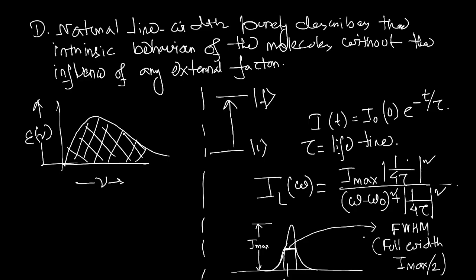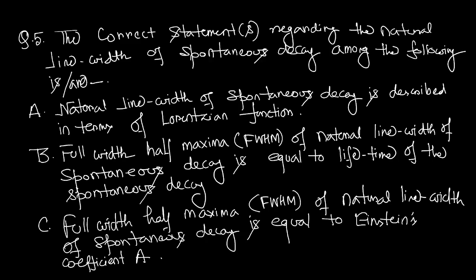So for the Lorentzian distribution, the full width at half maxima, which is denoted by this, is nothing but 2 pi d nu half, which is nothing but tau inverse. Tau inverse is nothing but the A. Okay. So what the question is saying, the natural line width of spontaneous decay is described in terms of a Lorentzian function. So this is a correct one.